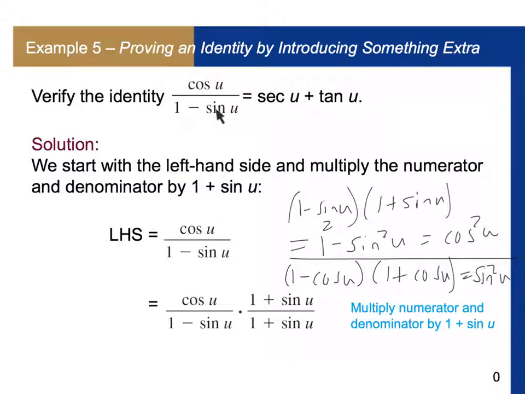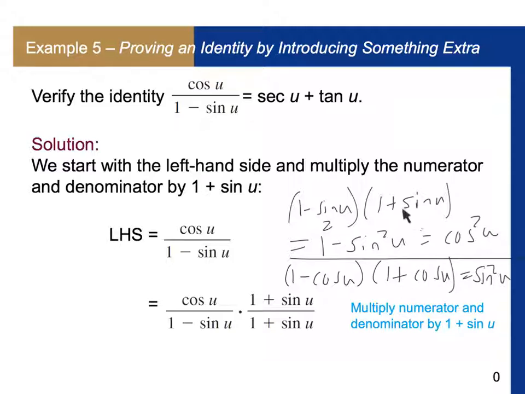So if you multiply this times 1 plus sine of u, you just get cosine squared. And that also works for cosine. Let's say we have 1 minus cosine of u. If we multiply times 1 plus cosine of u, we get 1 squared minus cosine squared of u, which is sine squared. Okay, it's the same idea. If you multiply this times its conjugate, you get rid of that 1 plus or 1 minus.